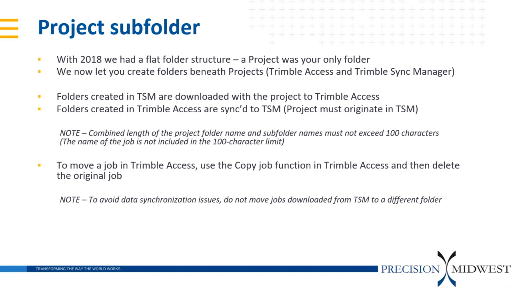Folders created in Trimble Sync Manager are downloaded with the project to Trimble Access. Folders created in Trimble Access are synced to Trimble Sync Manager, but the project must originate in Sync Manager. The combined length of the project name is 100 characters. We shouldn't have an issue with that. To move a job in Trimble Access, use the copy function in Trimble Access and then delete the original job. You don't want to cut the job and then try and paste it. You could run into a lot of headaches that way.